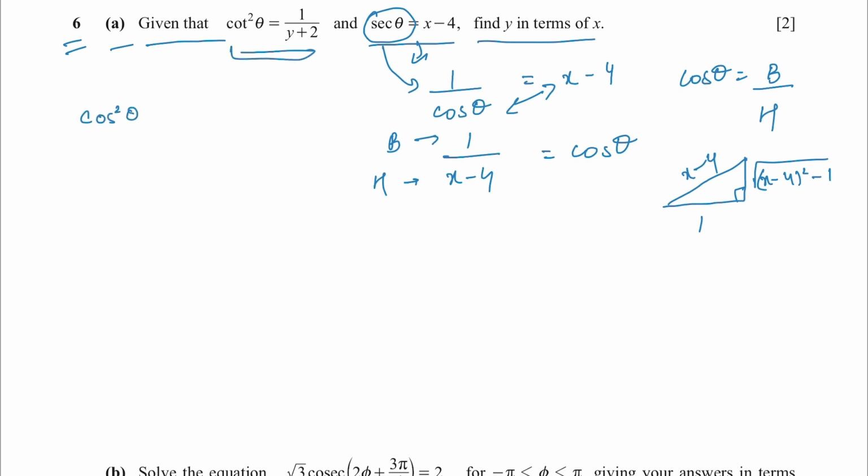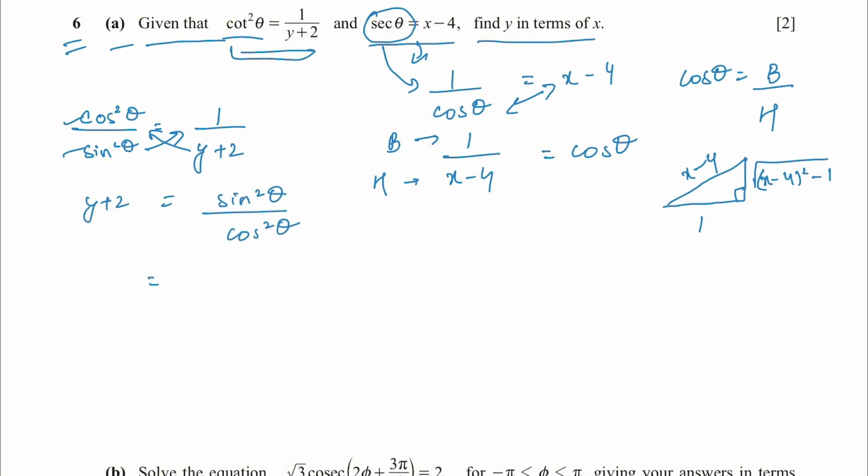So this would be cos squared theta over sine squared theta. Cot theta is basically cos theta over sine theta, and here it is squared. So this would be squared and this would be squared, and this would be 1 over y plus 2. What we can do is just cross multiply it. So this would be sine squared theta over cos squared theta equals y plus 2. Sine theta is basically this over this. So we have our answer as x minus 4 whole squared minus 1 over x minus 4 whole squared.